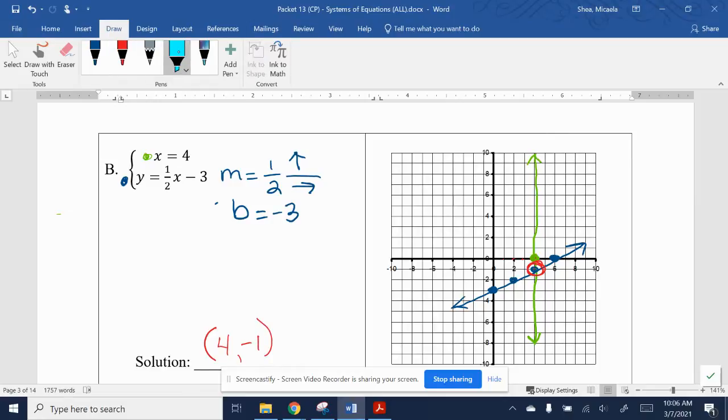Notice x equals 4 assures that whatever our solution is, our x value is going to have to be 4. So if that was a y equals 3, that means that our y would have to be 3. Okay?